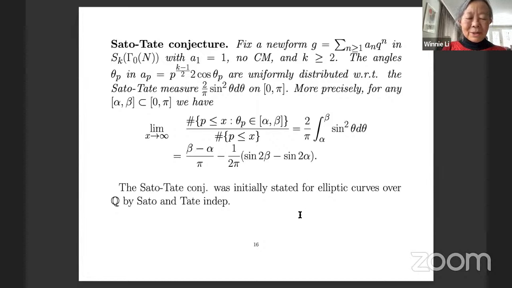The Sato-Tate conjecture was initially stated for elliptic curves over Q, by Sato and Tate independently. Now, because of the modularity theorem, we know that we can also view that as coming from new forms with integral coefficients. But actually, these conjectures can be stated for all.